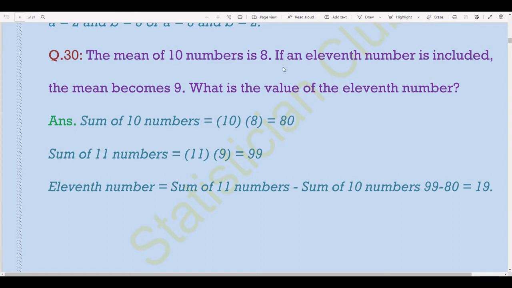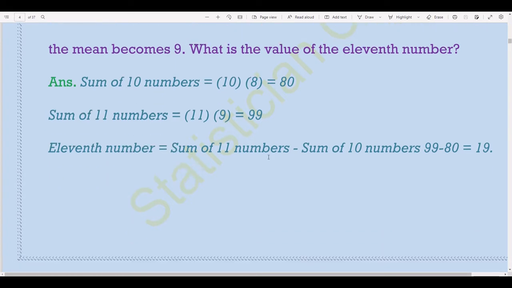Now we move to the next statement. If an 11th number is included, here our small n, number of observations, is 11 and its mean becomes 9. So x bar is 9. Sum of x, sum of 11 numbers, is equal to 11 multiplied by 9, 99. The 11th number is equal to sum of 11 numbers minus sum of 10 numbers. Means 99 minus 80 is equal to 19. So the 11th number is 19.